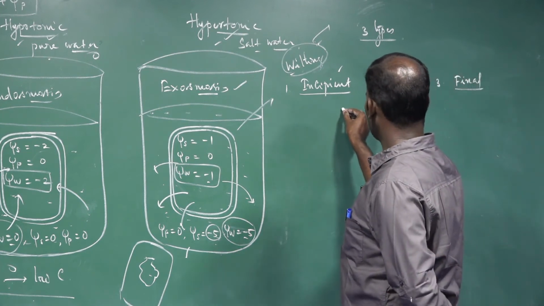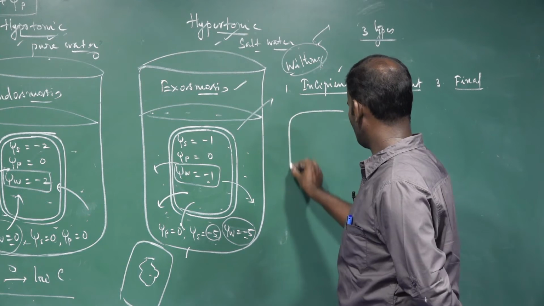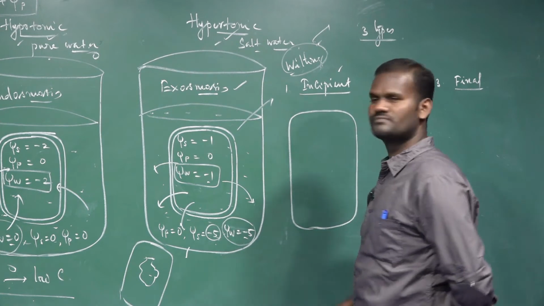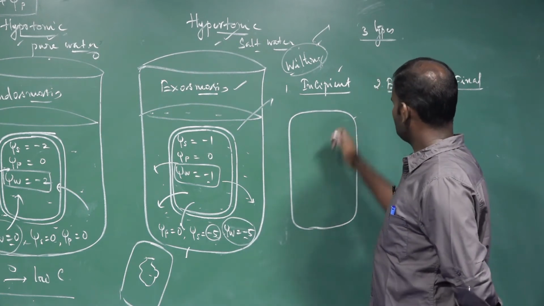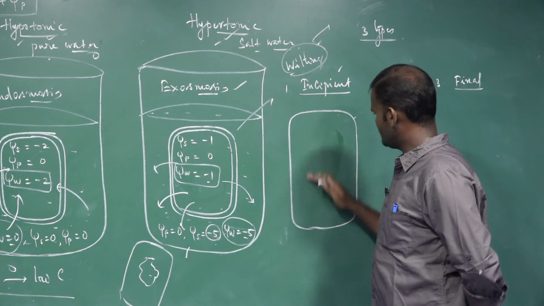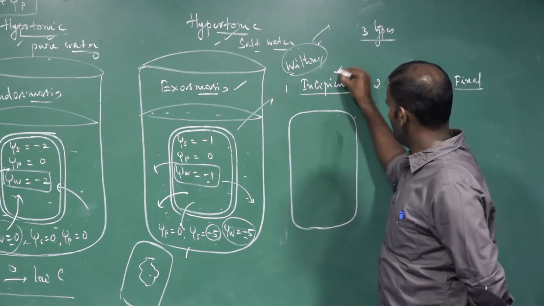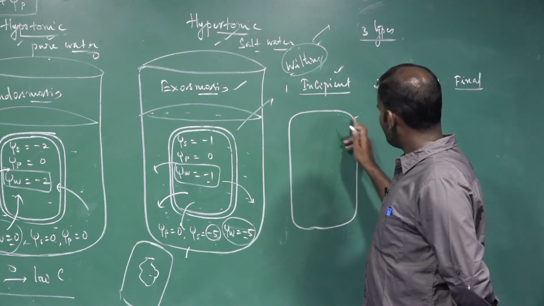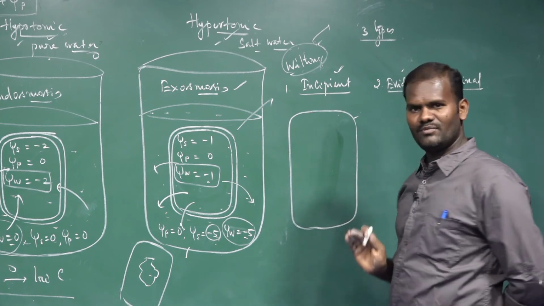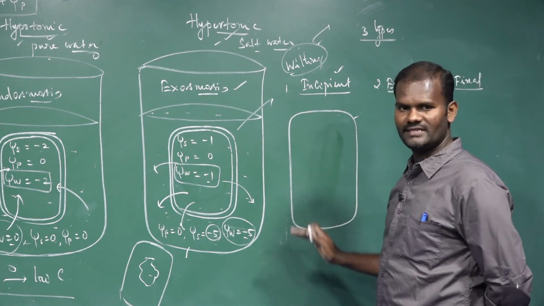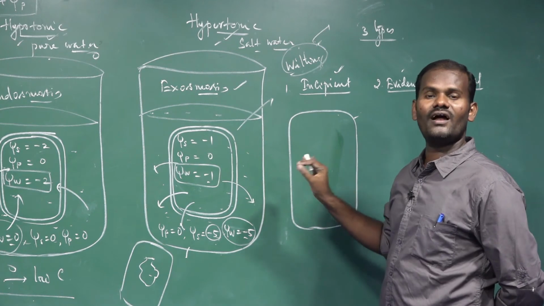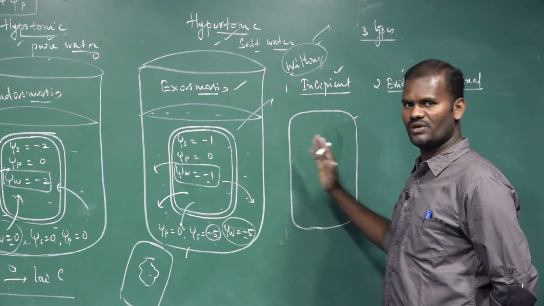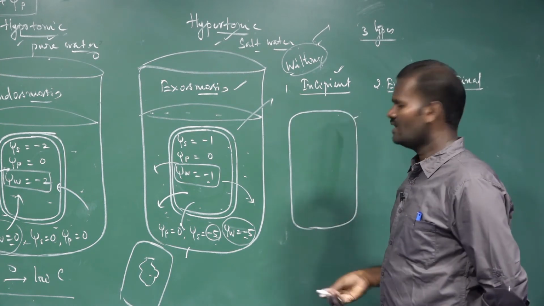In incipient plasmolysis, for better understanding, we take a diagram. It is a cell: outer cell wall, then plasma membrane, in the center cytoplasm, then nucleus. In incipient, or initial plasmolysis, there are no morphological symptoms. Remember, the cell is in its original shape. There is no damage. The cell is in its original shape. It is initial.